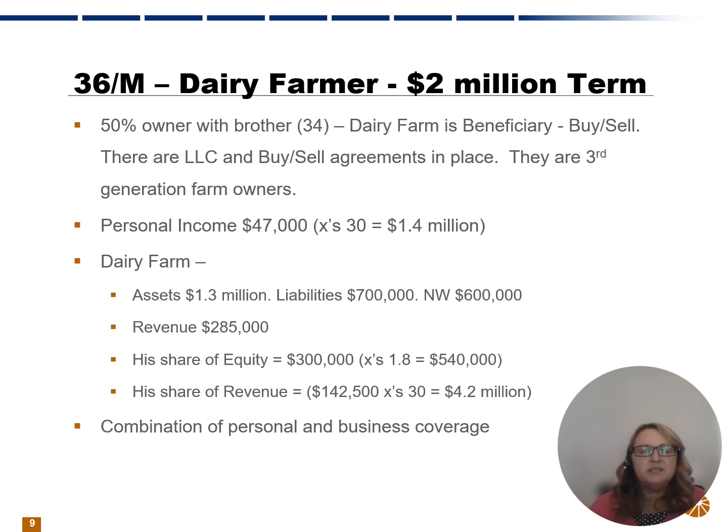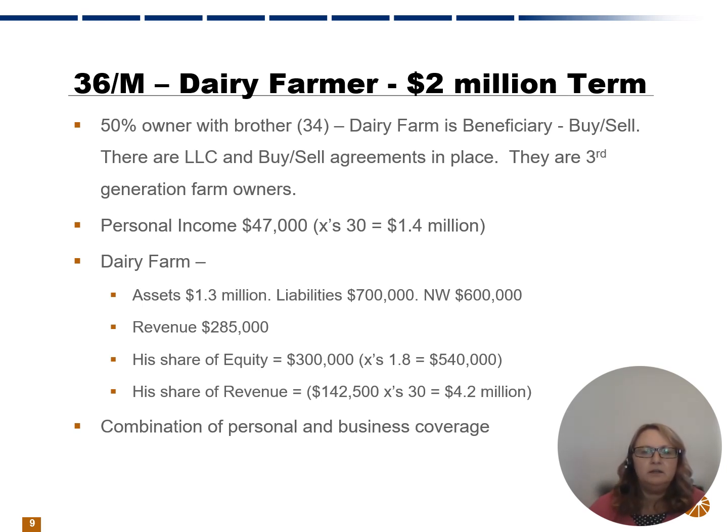The personal income is listed as $47,000. And if we go 30 times that, we get to 1.4 million, which is kind of close to the 2 million, but there's more information to be had. For the dairy farm, the assets are 1.3 million. The liabilities are 700,000, making the equity or the net worth in the farm at 600,000. The revenue, or their sales, are 285,000.